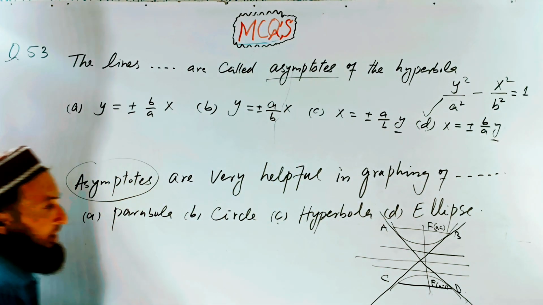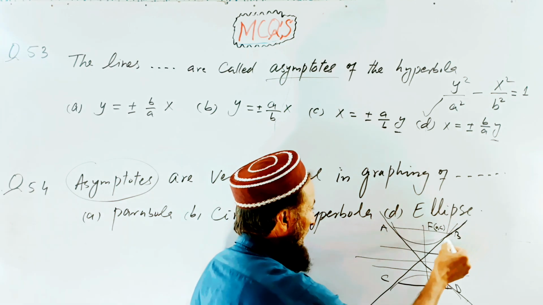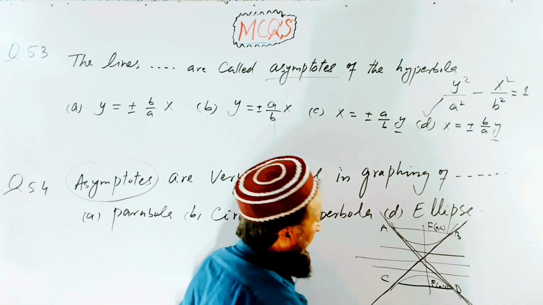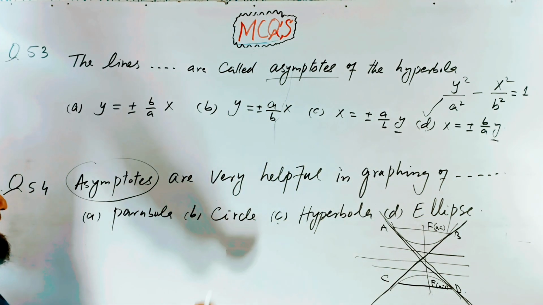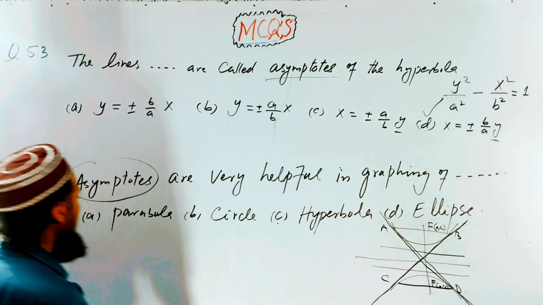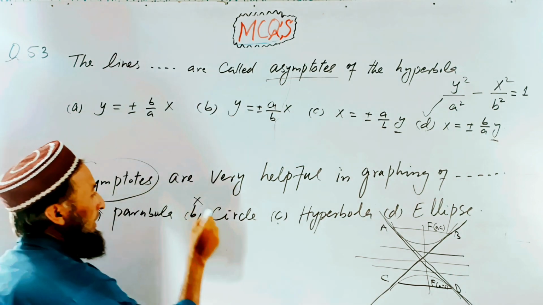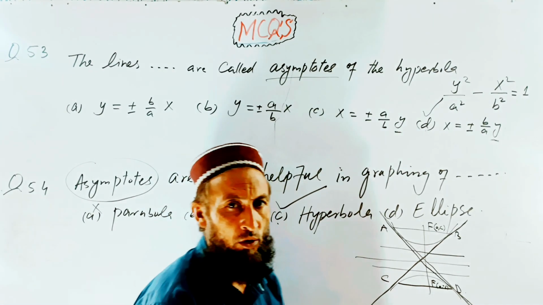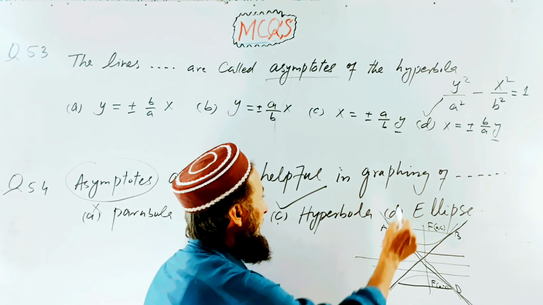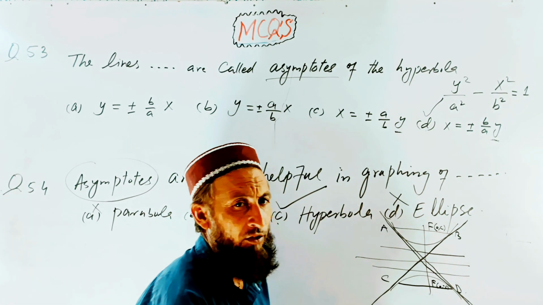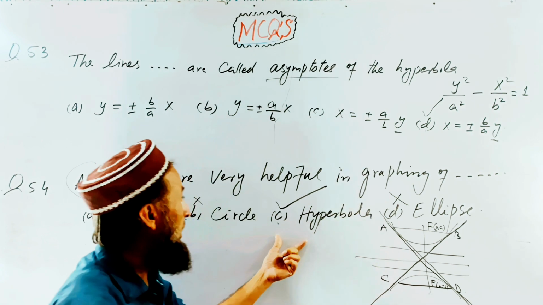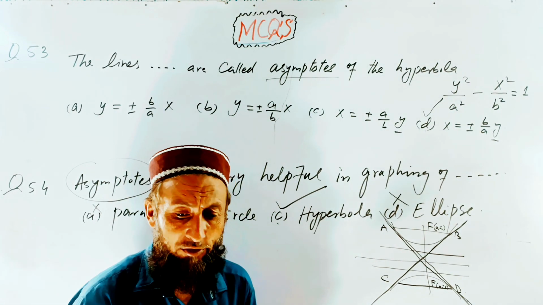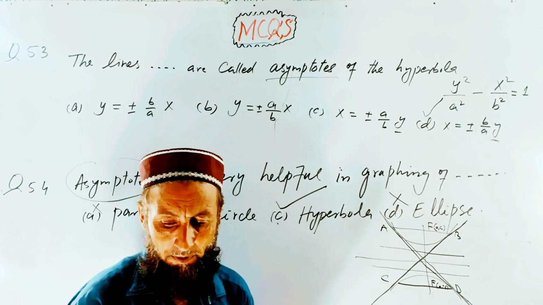Asymptotes are the asymptote lines of the hyperbola. They are very helpful in the graphing of a hyperbola, not a parabola or a circle. We require asymptotes in the hyperbola case, and not in the case of an ellipse. Just in a hyperbola, asymptotes are very helpful in graphing.